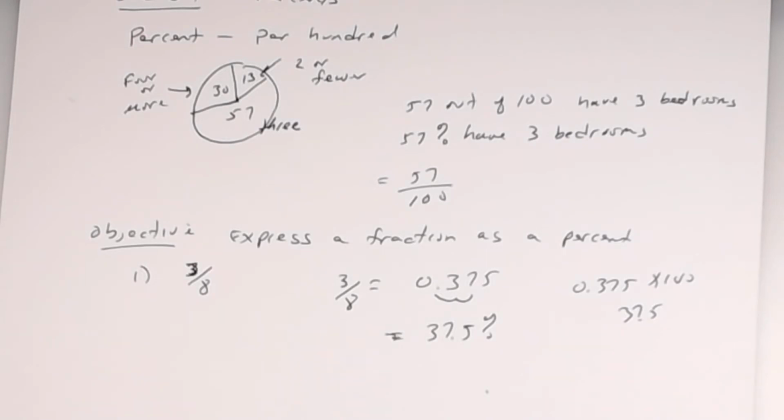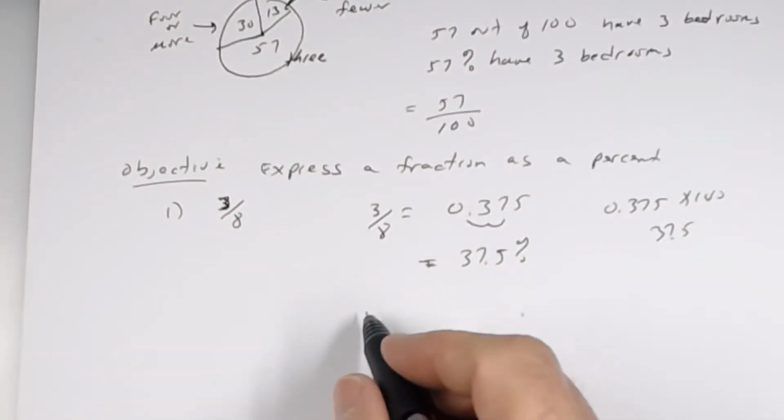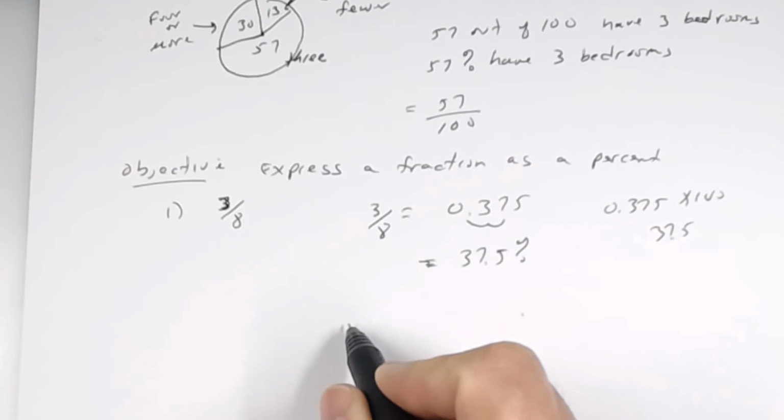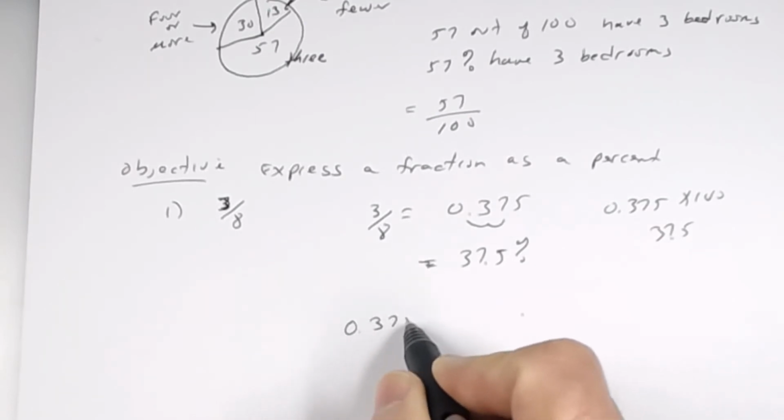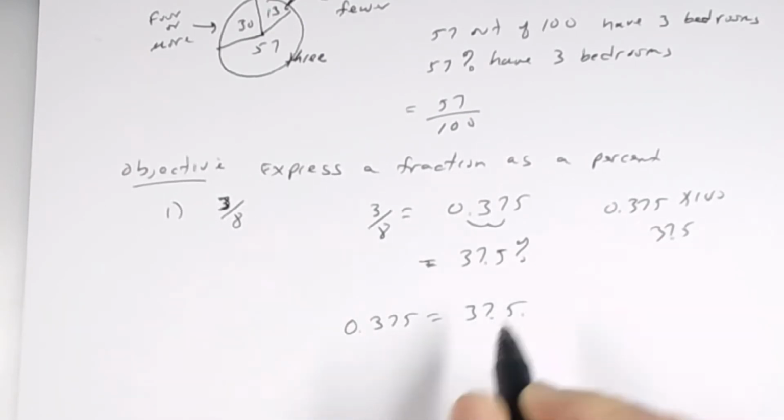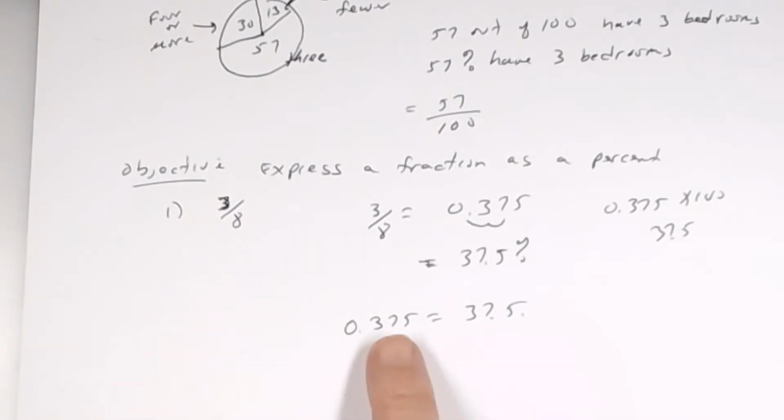Don't make the mistake, guys, and do this, because this does happen at times. If you're not careful, some of you are going to say this. And I need for you to tell me what's wrong with that statement. Is 0.375 equal to 37.5? No. On the number line, 0.375 is less than 1. 37.5 is a lot on the other side of 1.